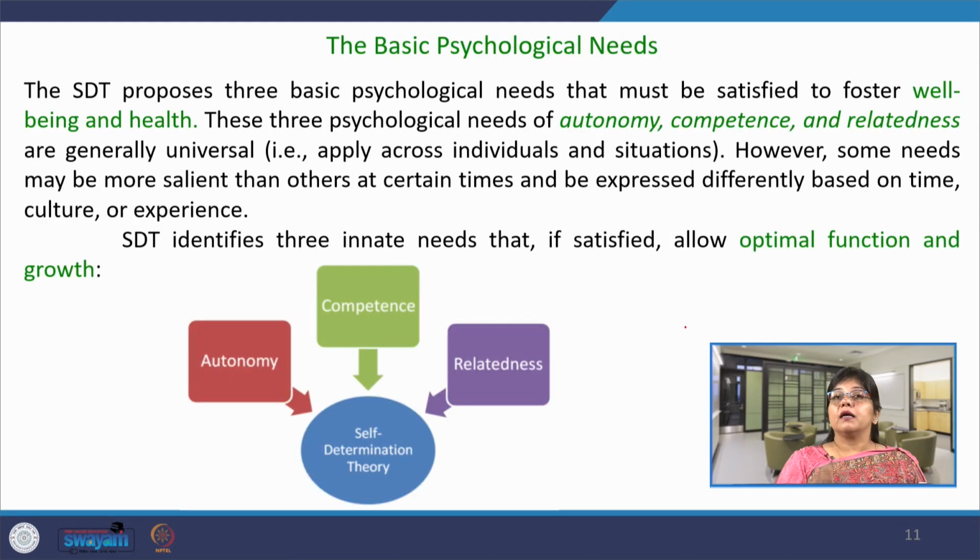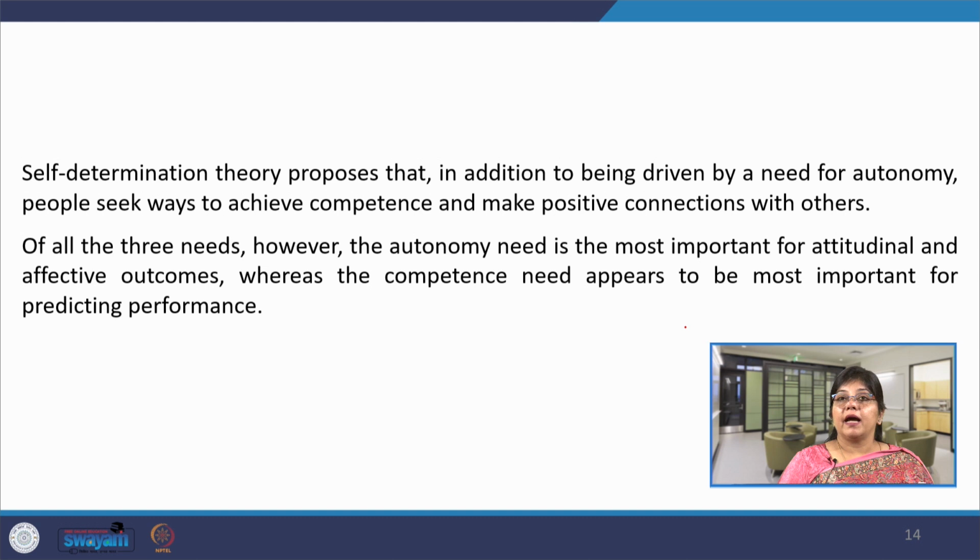So, this is another aspect of self-determination theory, that when the psychological needs of an individual in terms of autonomy, competence and relatedness are satisfied, then it leads to higher performance and higher levels of intrinsic motivation. So, this theory proposes that in addition to being driven by a need for autonomy, people seek ways to achieve competence and make positive connections with others. And of all the three needs, the autonomy need is the most important for attitudinal and affective outcomes.